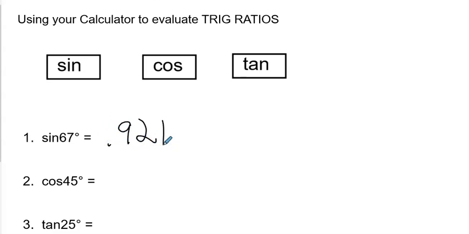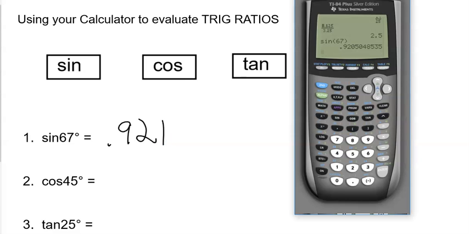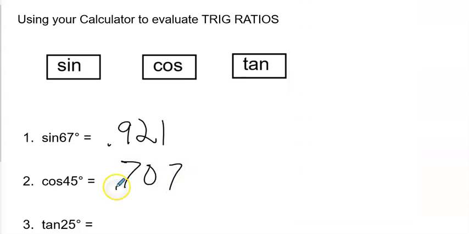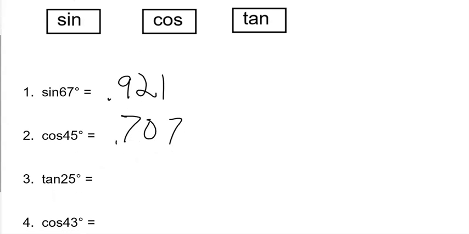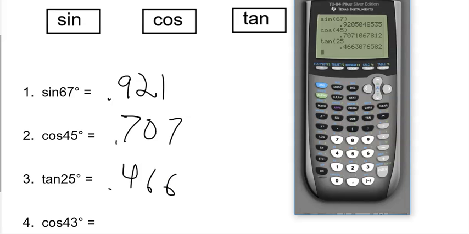All right? Cosine of 45. So cosine 45, enter. 0.7071, so 0.707. Tangent of 25. Enter. 0.4663, so we're going to round down, so 0.466.